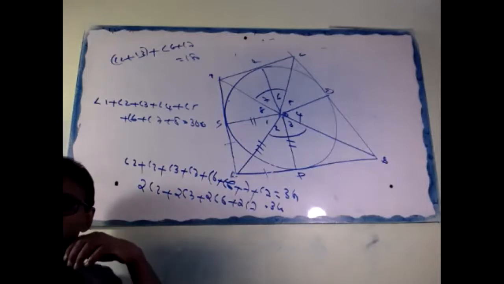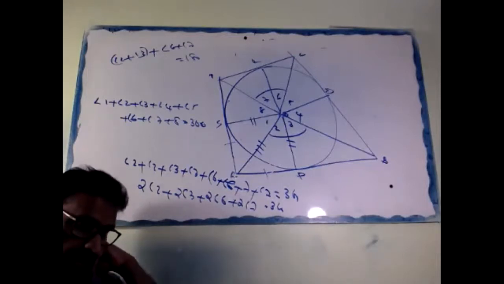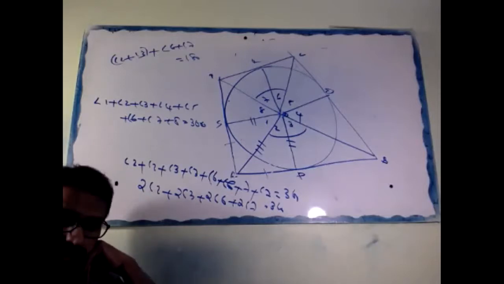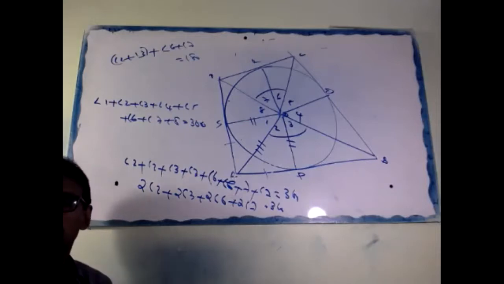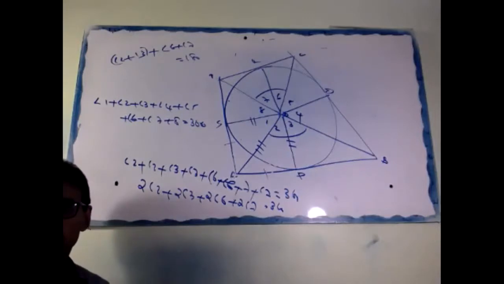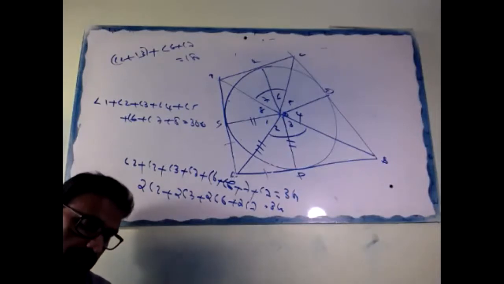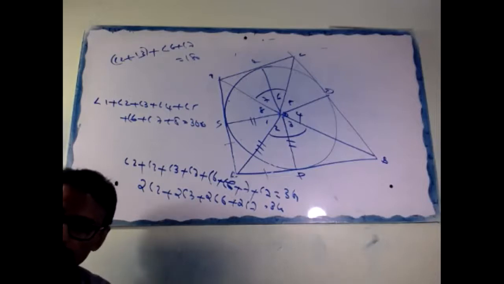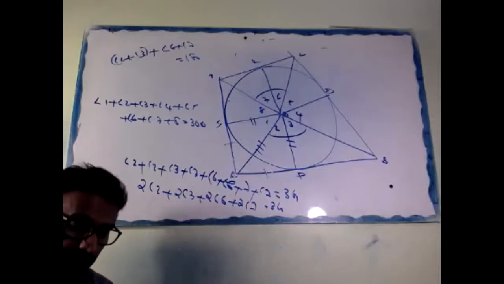Okay. So next question. L and M are two parallel tangents. Next one is also a star question. L and M are two parallel tangents at A and B.